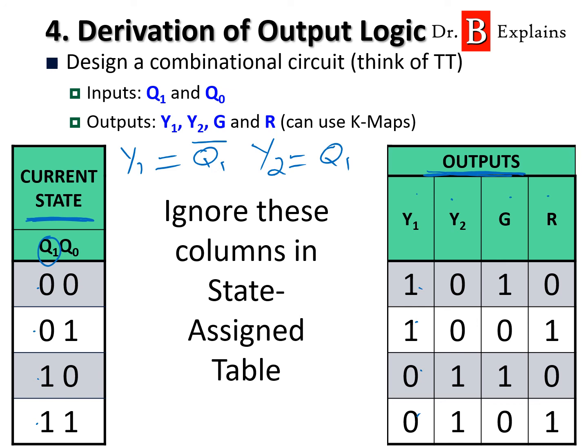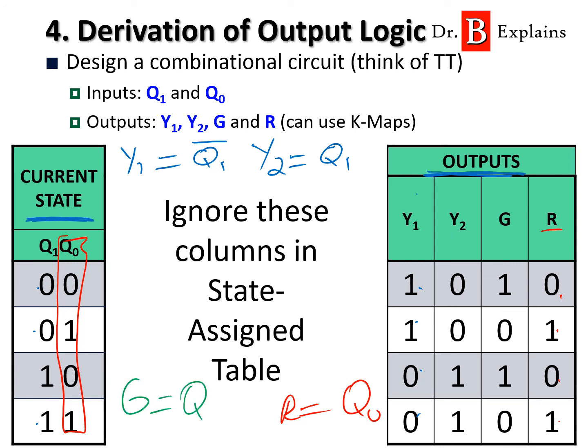What about the case of the green, for example, or the red? So let's do the red. The red is R equal to 0, 1, 0, 1. Can you kind of see that it is Q0? So it's following Q0. In the case of the green LED, that's going to be Q0 not. So opposite.